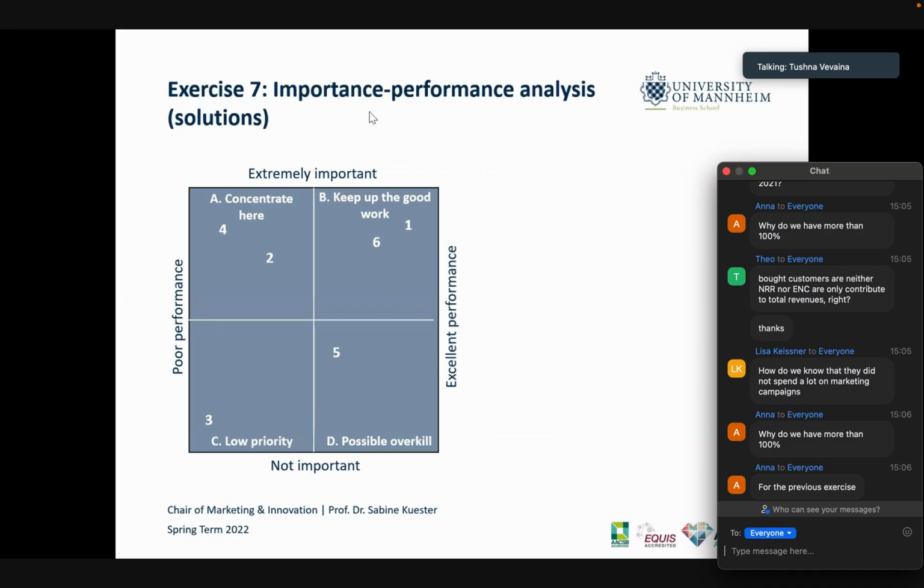So does anyone want to answer? Okay, let me see the chat first. How do we know that they spend a lot on marketing campaigns? They've mentioned it in the exercise itself, on promotional activities.